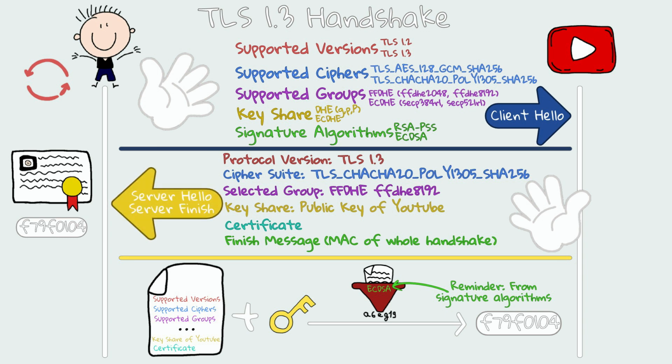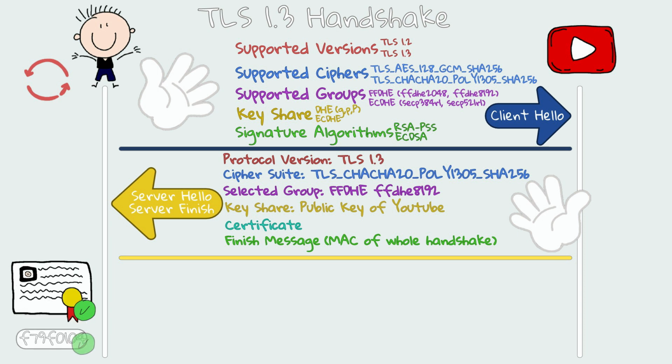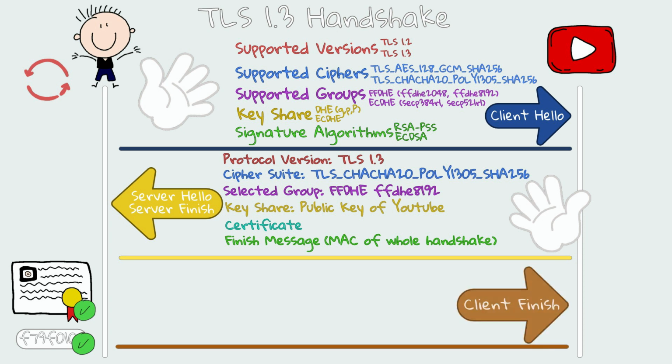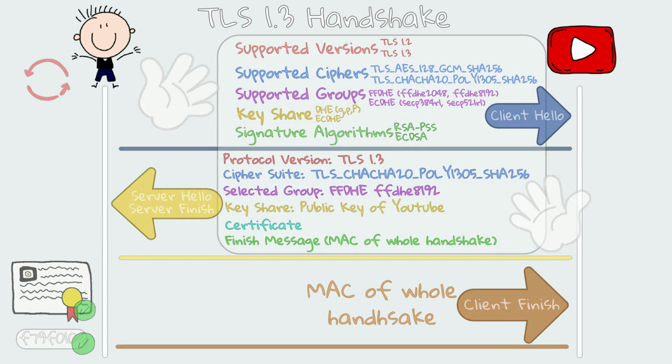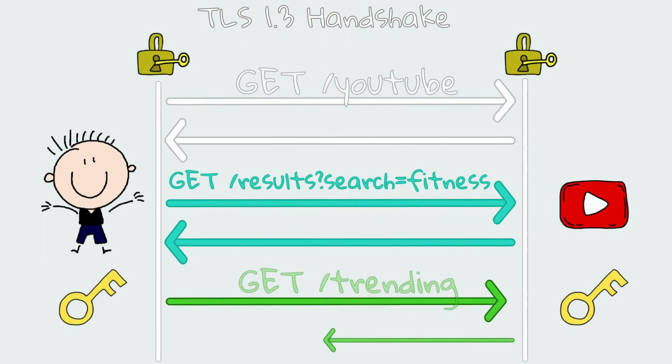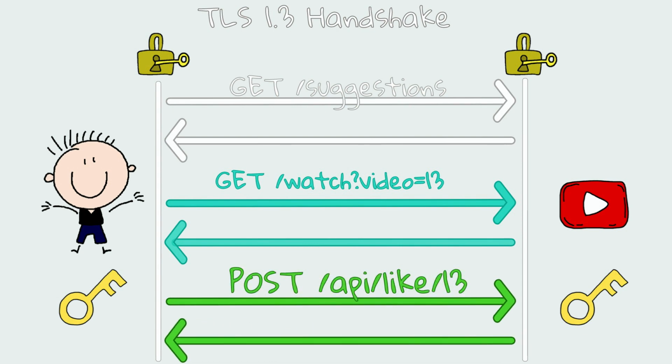Okay, now the client will have two things to verify. First, it will verify the certificate of the server referring to the chain of trust. Second, it will verify the message authentication code received from the server. Finally, the client finished message is sent. The client finished message also contains the message authentication code of the whole handshake until that point. Now, from this point, both the client and the server can start communicating by encrypting messages with ChaCha20 Poly1305.